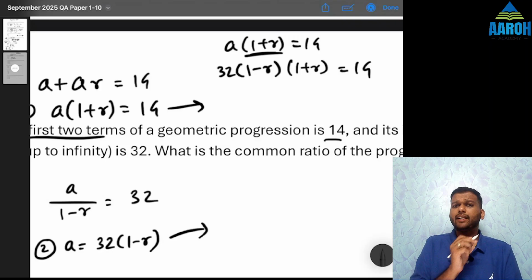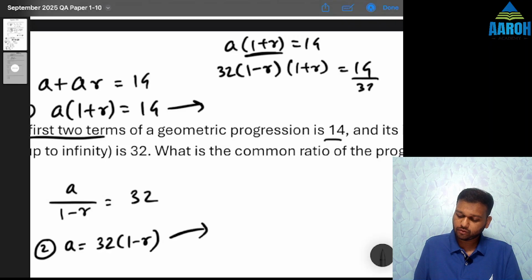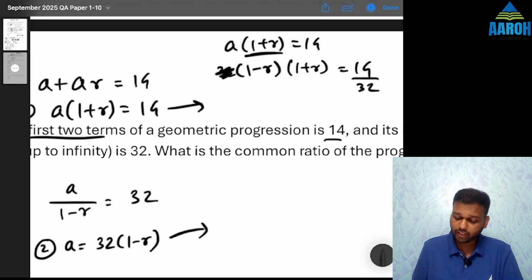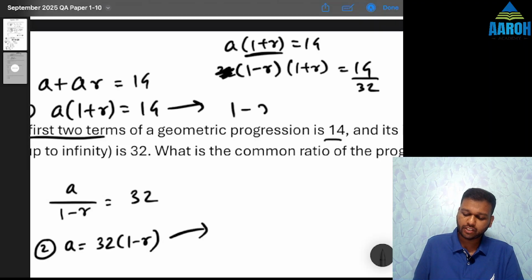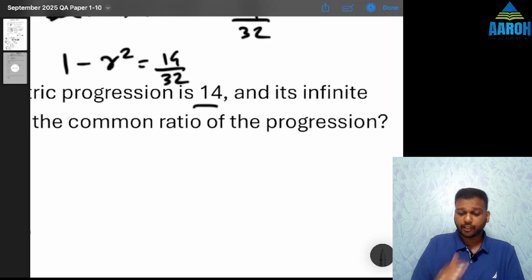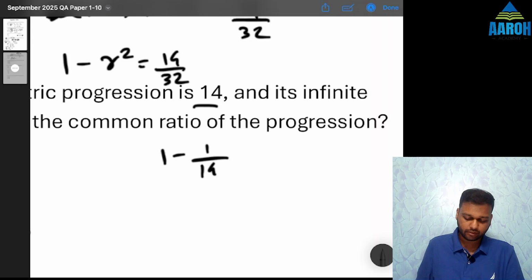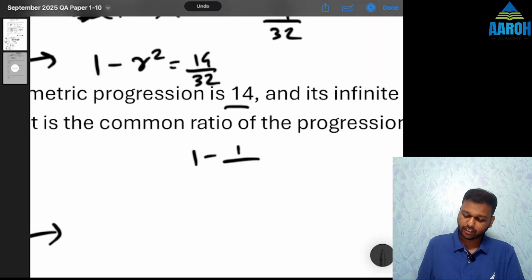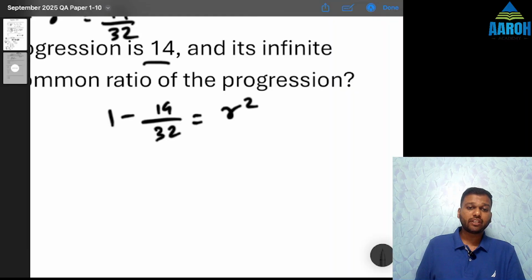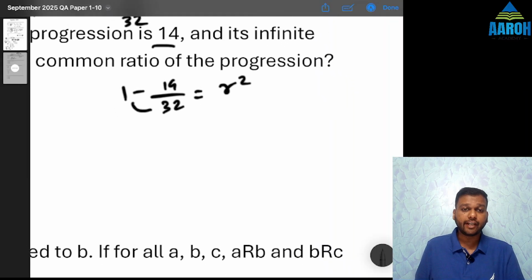Can I take 32 to the right hand side? So we'll have 14 by 32, right? 1 minus r into 1 plus r. A minus b into a plus b is what? A square, that is 1 square, minus b square, that is r square, is equal to 14 by 32. Let's take r square to the right hand side now and 14 by 32 to the left hand side. So we'll have 1 minus 14 by 32 is equal to r square, correct? So 1 minus 14 by 32 is what? 1 into 32 is 32 minus 14, that is 18 by 32 is equal to r square.